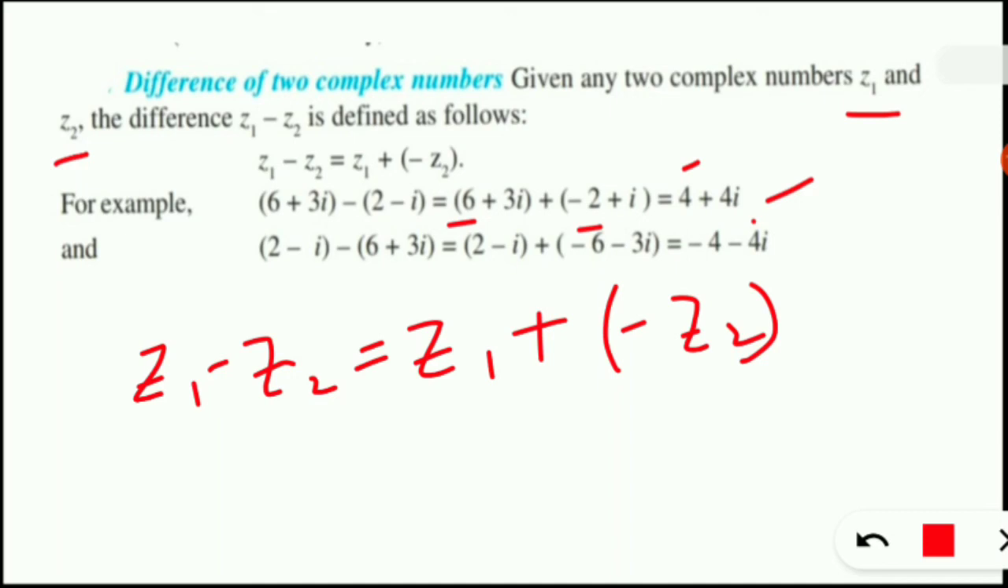And (2 minus i) minus (6 plus 3i) equal to, it can be written as 2 minus i, and this is plus of minus 6 minus 3i. So 2 minus 6, that means minus 4, and here is minus i minus 3i, that means minus 4i. Clear? So the difference of two complex numbers z1 minus z2 equal to z1 plus of minus z2. Okay, and the remainings are same as before.